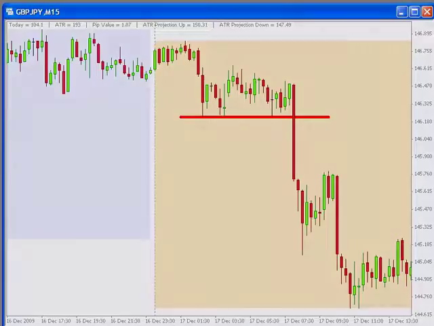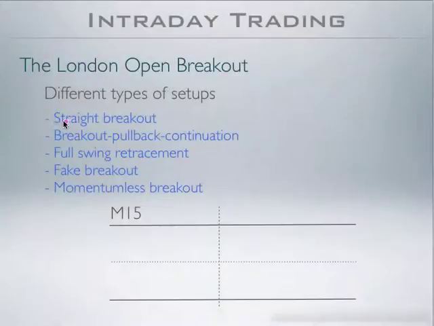All right. Okay, so straight breakouts are out of the way, breakout pullback continuation patterns are out of the way, momentumless breakouts are out of the way. Full swing retracements are coming up next, guys. This is going to take just a minute or two, because it's going to be very easy to understand. All right.